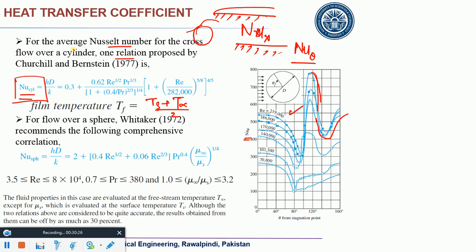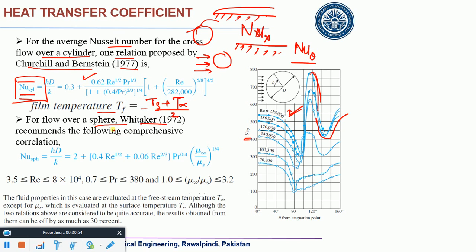So anyways, for the average Nusselt number for the cross flow over a cylinder, what do you mean by cross flow? Cross flow means just like this one. This is the cross flow. One relation proposed by Churchill and Bernstein in 1977 is this one. You can use this relationship for which value? Averaged value. For local values, you can consult this plot. And all the fluid properties are measured at film temperature.